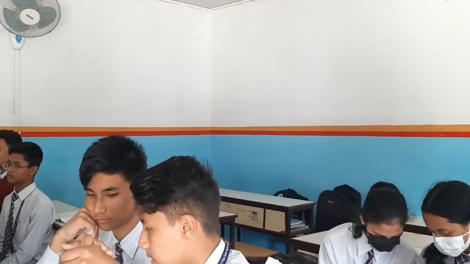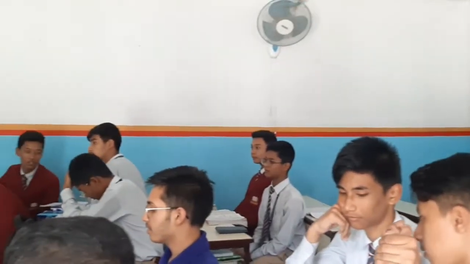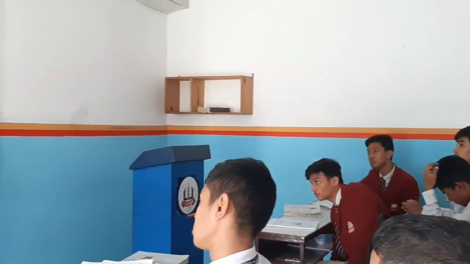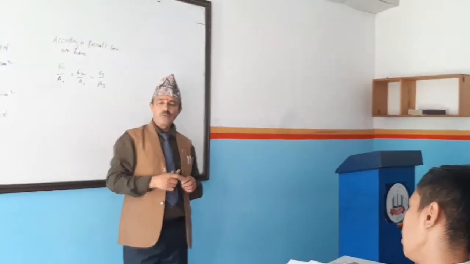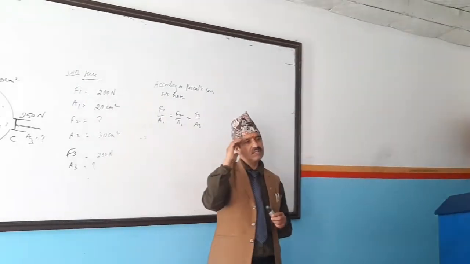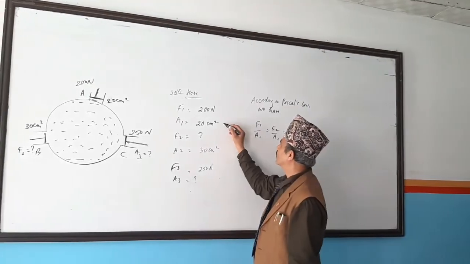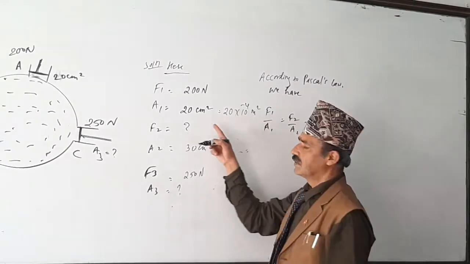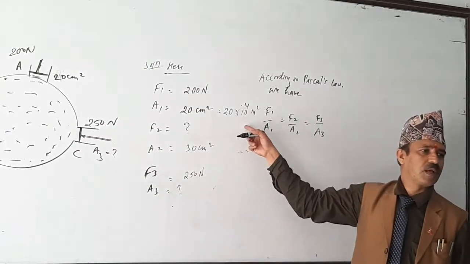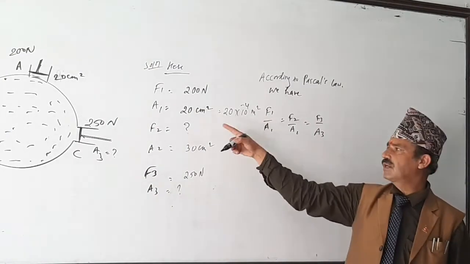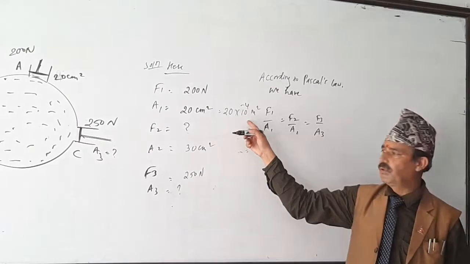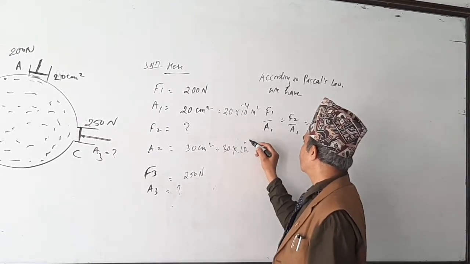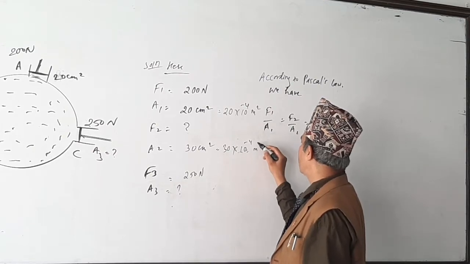What is the value of F1? 200. If the area is given in cm square, we have to convert that into m square. How to convert cm square into m square? A very easy technique: 20 multiplied by 10 to the power minus 4. Cm square to m square, multiply by 10 to the power minus 4. M square to cm square, multiply by 10 to the power 4. Here also, 30 times 10 to the power minus 4 m square.